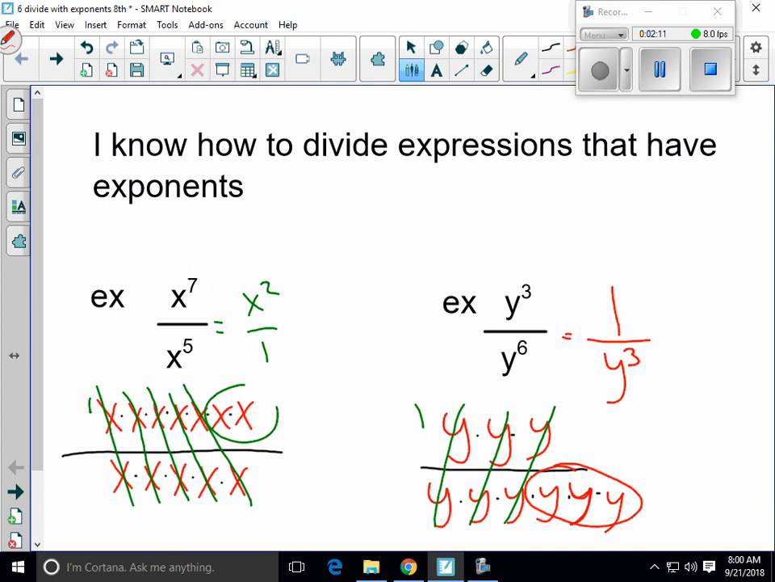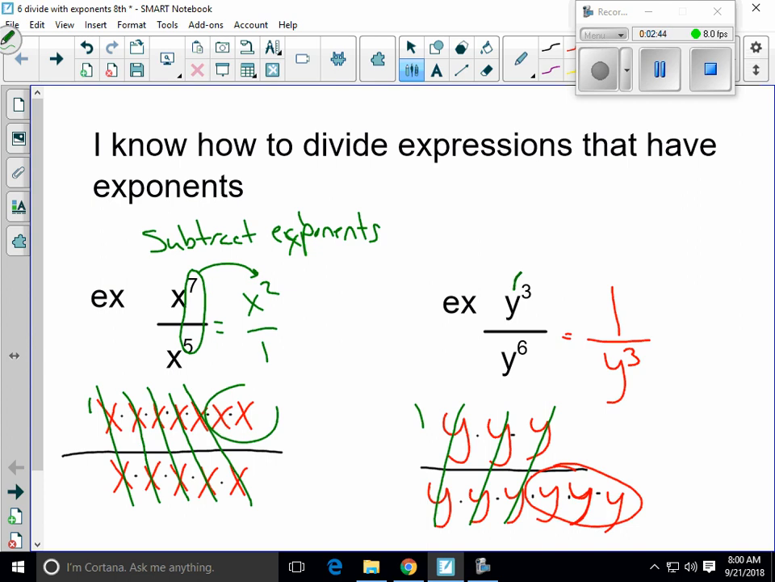Sometimes you'll have these variables left over in your numerator, sometimes in the denominator. What you are looking for is the pattern or the relationship between the exponents in your problem and the one in your answer. So 7 and 5, what do you have to do with those two numbers to turn it into a 2? Well, it should be subtract them. Right, 7 minus 5 is 2.